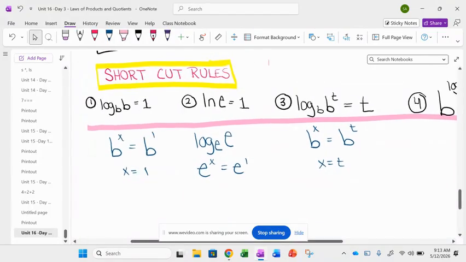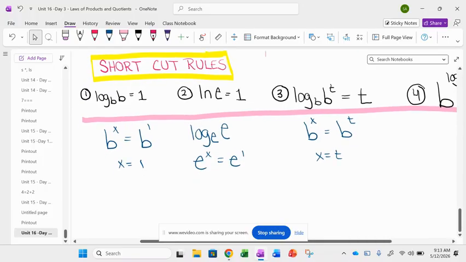So essentially, the first three are saying the same exact thing. When the base of my log and the base of my argument are the same, it simplifies down to just the exponent on the argument. That's what basically all three of these are saying. Anybody confused so far? We're okay?